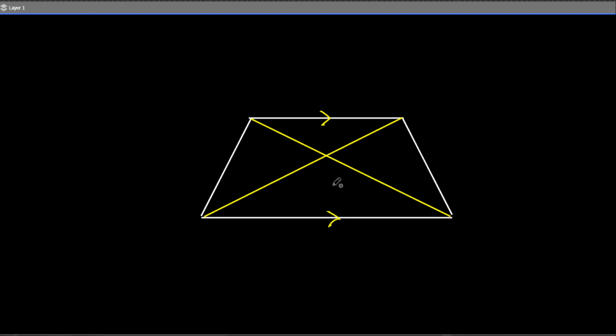Well, they intersect each other. No, they don't intersect each other. No, that only happens on a parallelogram. Or actually, no, it only happens on a rectangle, right, where they bisect each other. But so they don't bisect each other. But what's true about that whole yellow line and this whole yellow line right here?